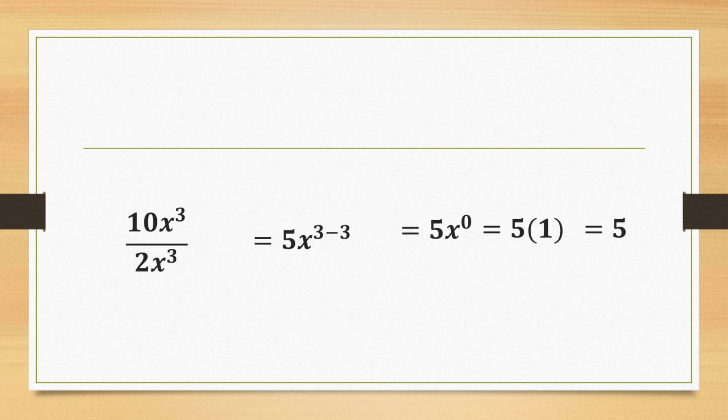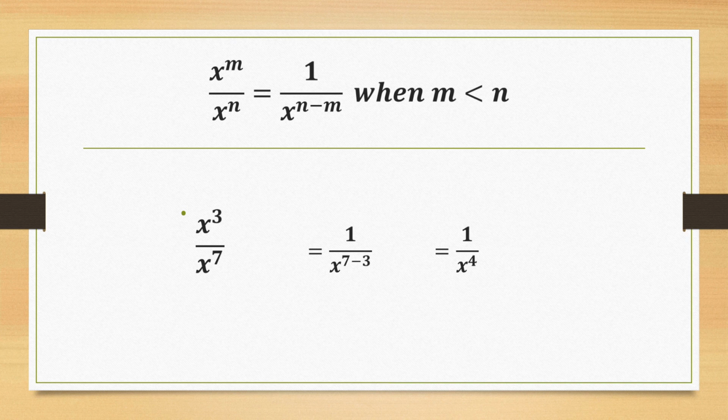Another example, 10x cubed divided by 2x cubed. Divide 10 by 2 basically. 10 divided by 2 is 5. Keep the base x and subtract the exponent. 3 minus 3 is equal to 0. 5x raised to the power of 0. Again, any variable or numbers raised to the power of 0 is 1. So therefore, 5 times 1 is 5. Our final answer is 5.